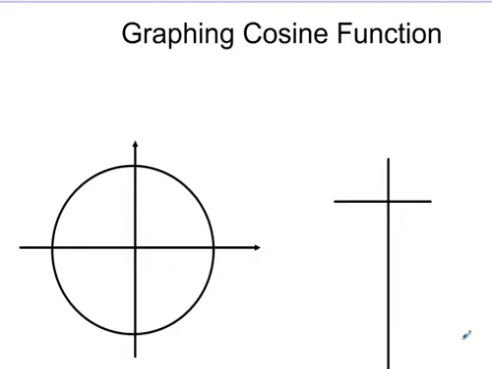This video is about graphing a cosine function. Similar to the sine function, we're going to start with the unit circle. Okay, so when we're looking here at our unit circle, let's go ahead and get these points labeled. This is (1, 0).